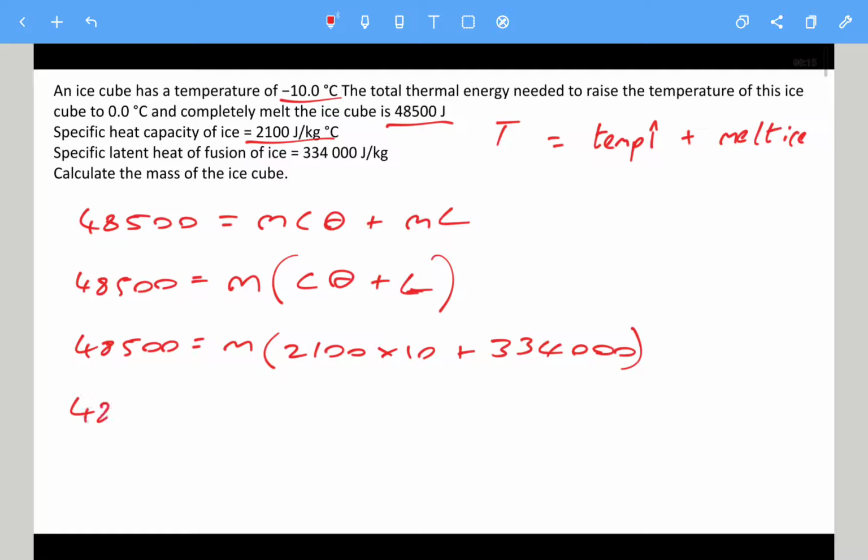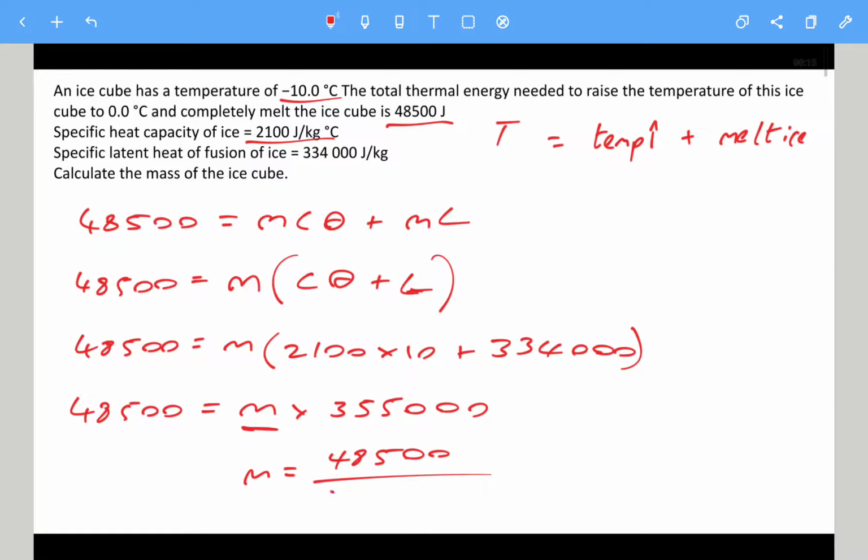So we've got 48,500 equals the mass times the bracket. If you put that in your calculator, it's 355,000. So 355, 3 zeros. Then it's pretty straightforward. We just need to make m the subject. So we just need to get rid of the times 355,000. So we're going to divide. So the mass is equal to 48,500 divided by 355,000, and that gives us a mass that's equal to 0.14 kilograms.